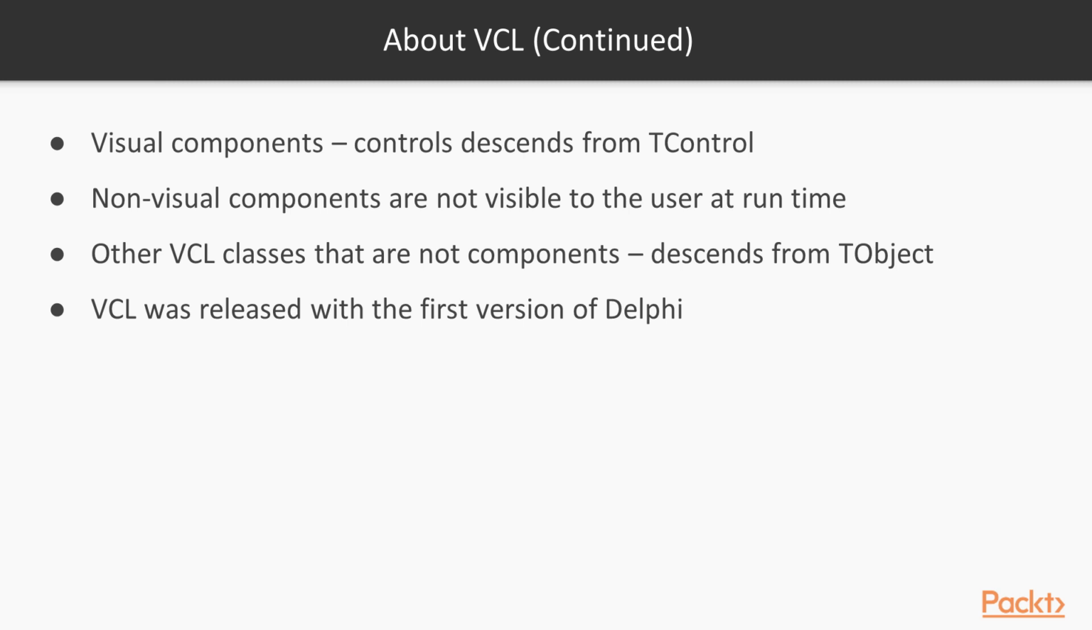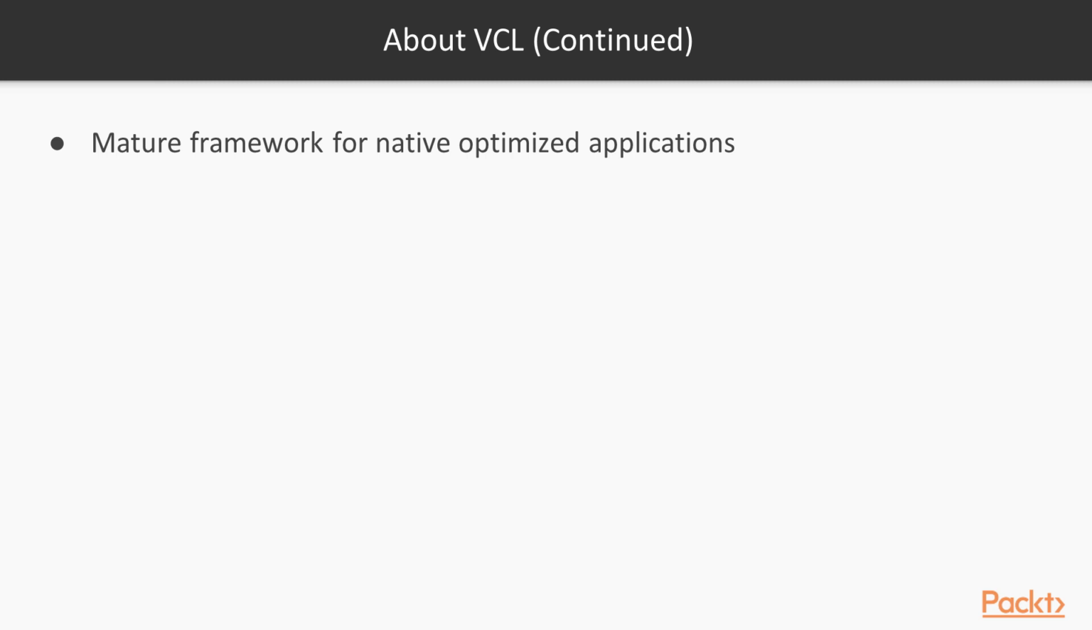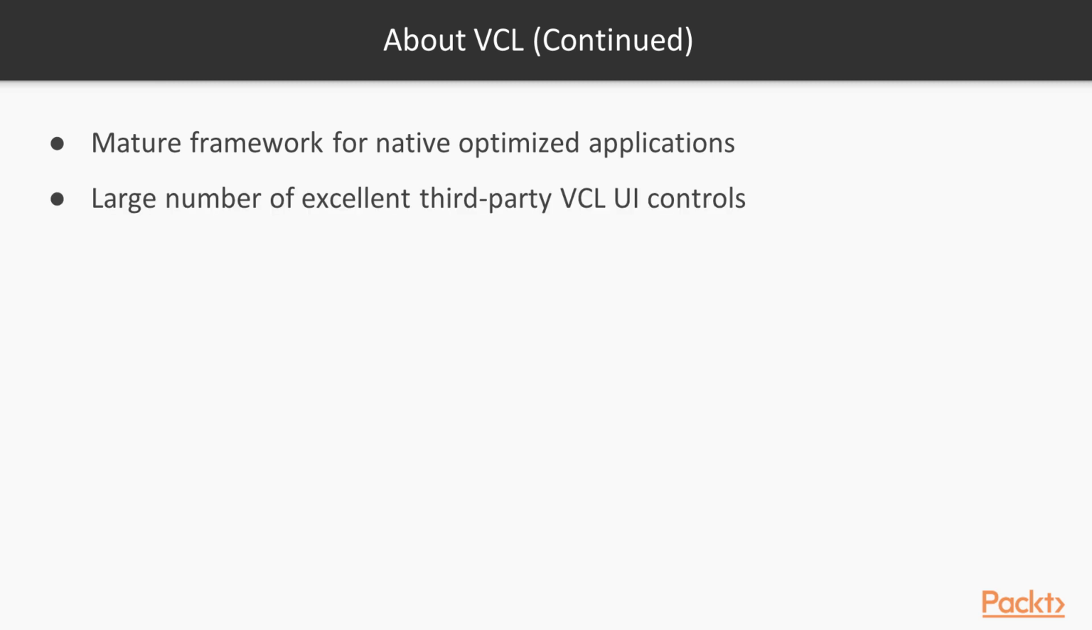The VCL was released with the first version of Delphi. It is mostly a thin wrapper over the Windows API controls, but also includes a lot of owner draw controls. It uses GDI, Windows handles, and Windows messages. VCL is today the best Windows desktop library. Now it is a very mature framework with which we can create native optimized applications very fast to load, with multi-core CPU support, integration with all Windows API, not to mention a large number of excellent third-party VCL UI controls.